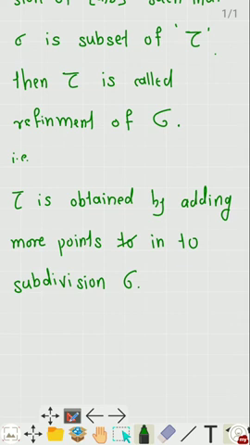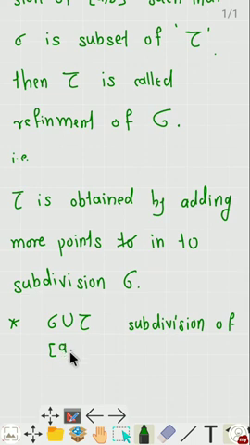And if sigma and tau are two subdivisions, and I take the union of sigma and tau, sigma union tau, then sigma union tau is also a subdivision of the closed interval a comma b, and it is a refinement of both sigma and tau.